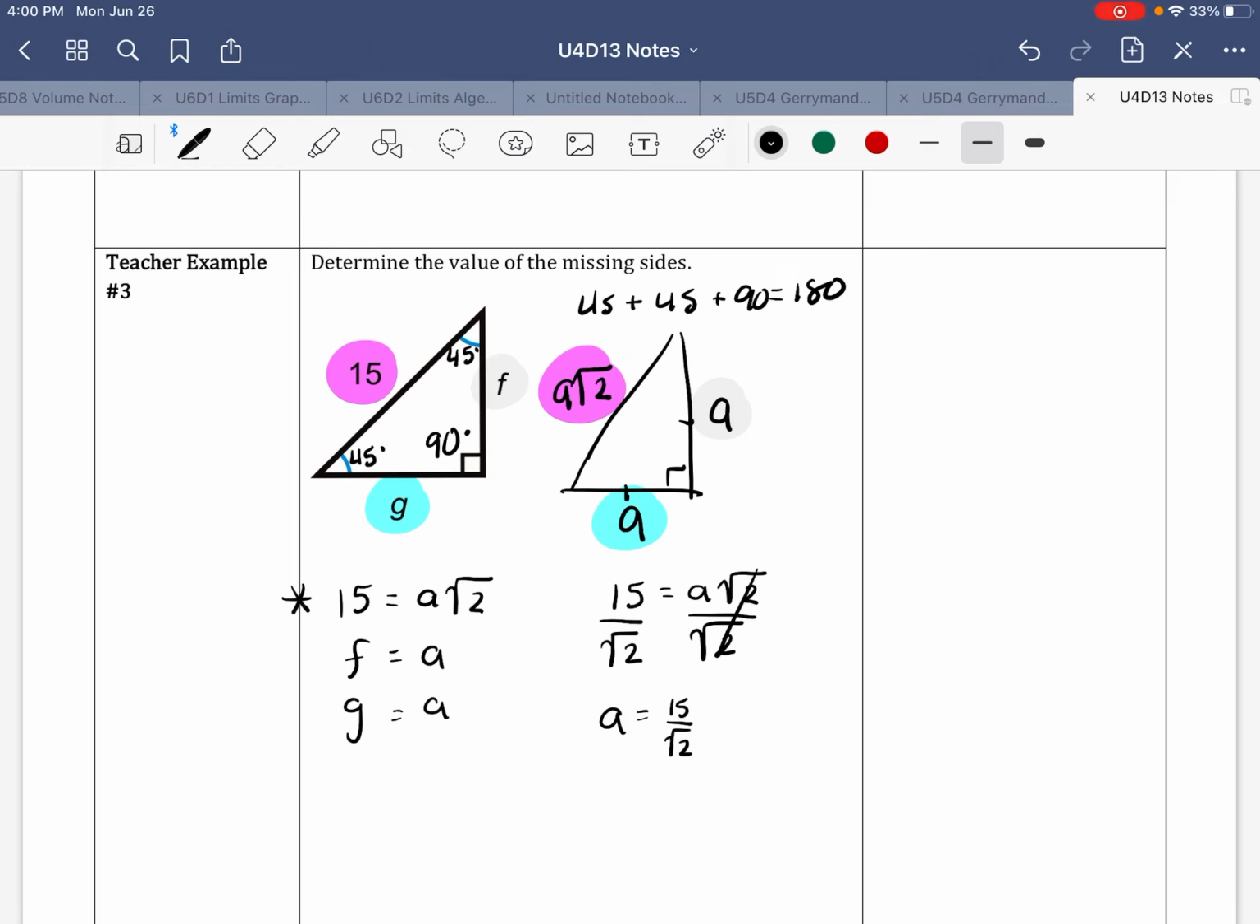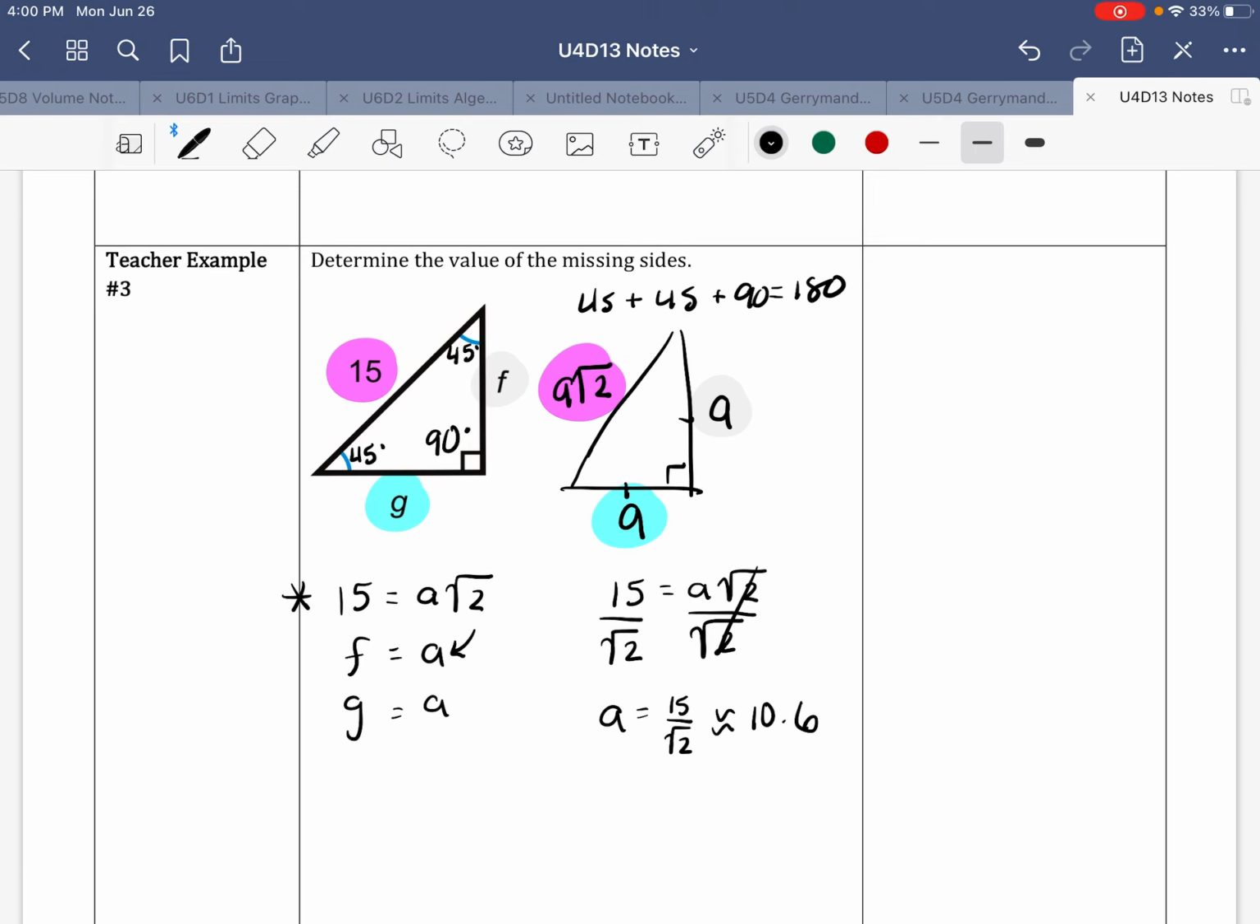So we know A is equal to 15 divided by the square root of 2, which if we put through the calculator, we'll find approximately equals 10.6. All right, so if that tells us A is approximately equal to 10.6, we can plug that value in for A here and A here, telling us both that F and G equal 10.6 units.